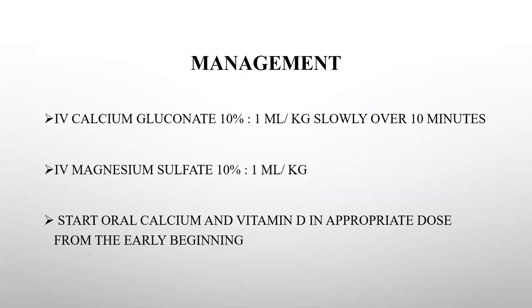Management of patients with hypocalcemia includes the administration of IV calcium gluconate 10% at a dose of 1 milliliter per kg, and it should be administered slowly over 10 minutes. And the administration also of IV magnesium sulfate 10% at a dose of 1 milligram per kg. And the patient should be started on oral calcium and vitamin D in appropriate doses from the beginning.